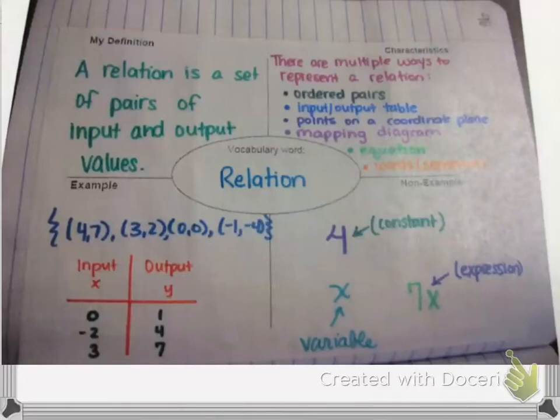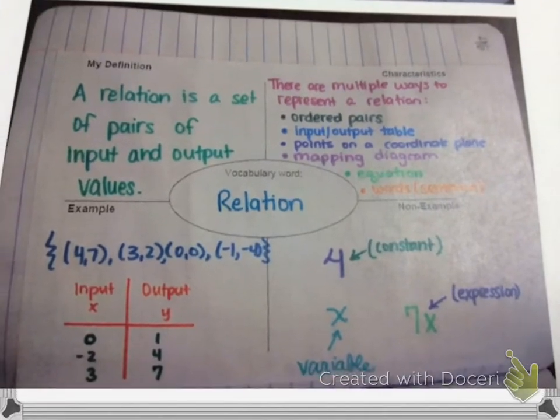All right, the first thing we're going to talk about is a relation. This is on the little Fryer notes that you cut out. Your definition: a relation is a set of pairs of inputs and output values. There are multiple ways to represent a relation: ordered pairs, in and out table, points on a coordinate plane, mapping diagram, equation, or words. And then example, we have a set of ordered pairs here.